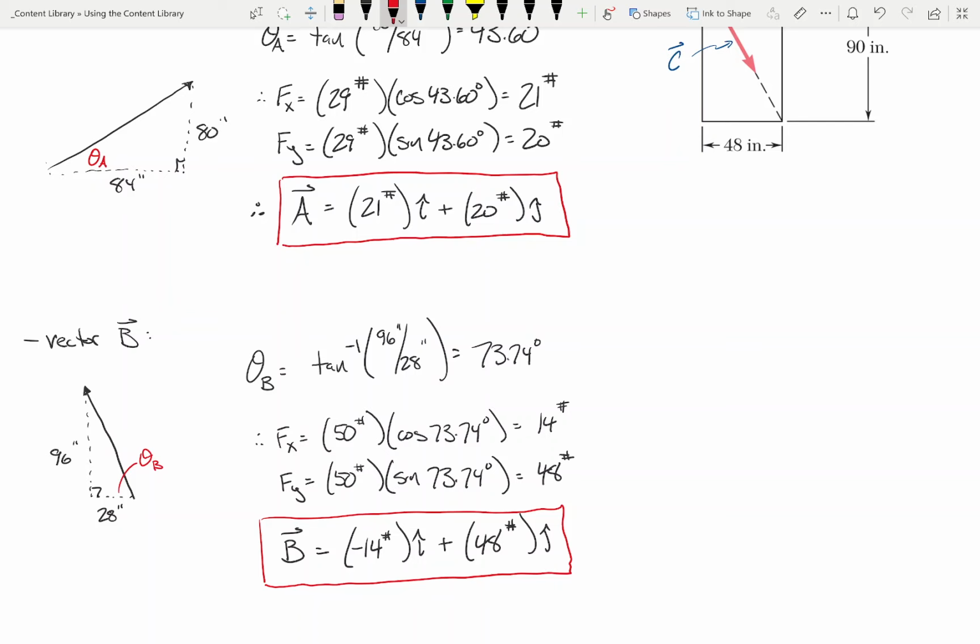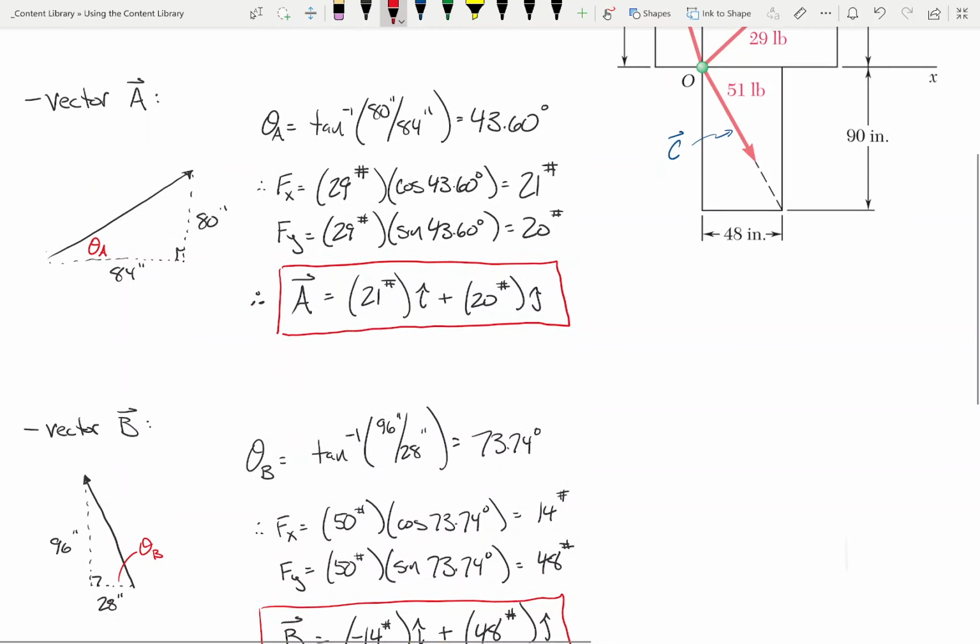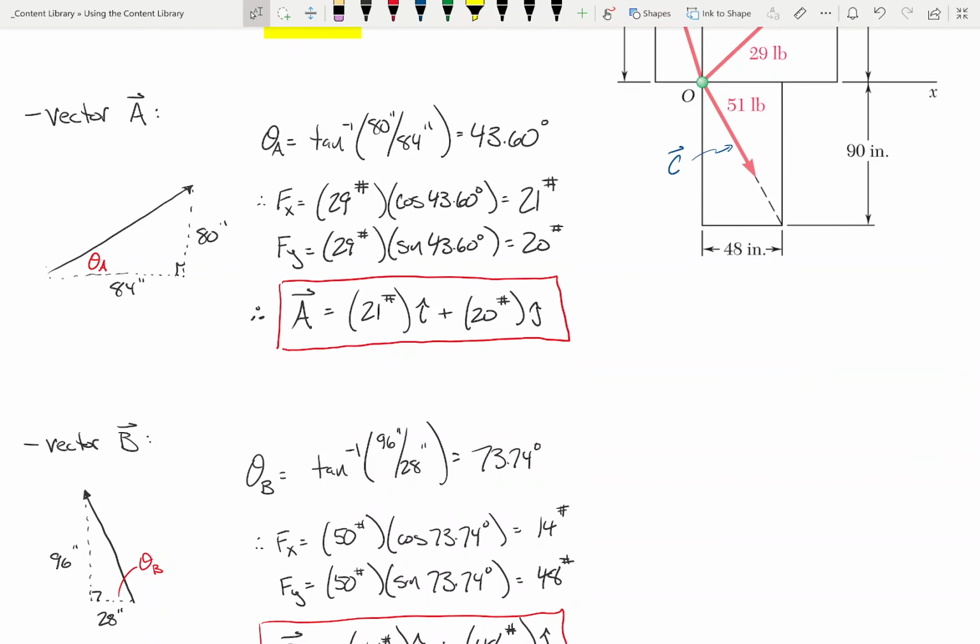What do we think? So far, so good? Okay. So vector C, let's scroll up here. Let's see how vector C is. So vector C is pointing this way.